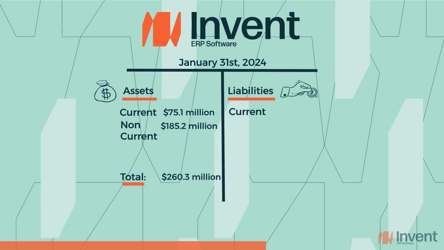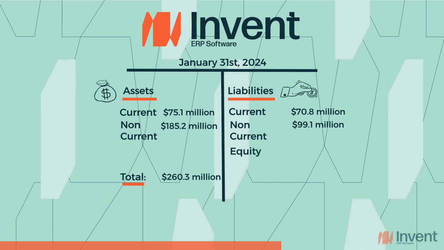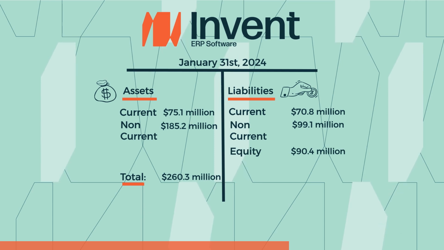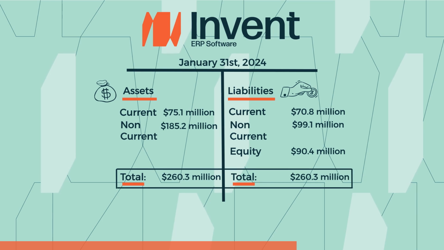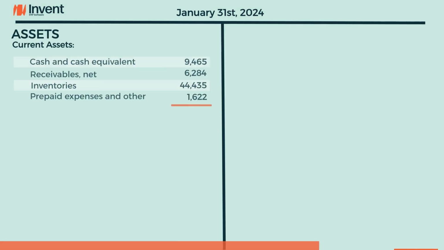Current liabilities, $70.8 million. Non-current liabilities, $99.1 million. Equity, $90.4 million. As the term balance sheet implies, the total amount owned, assets, equals the total amount owed, liabilities plus equity, adhering to the accounting equation. Assets equals liabilities plus equity. Let's dive deeper into the balance sheet and examine each of its key categories.